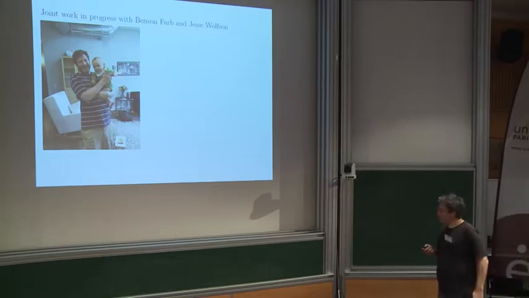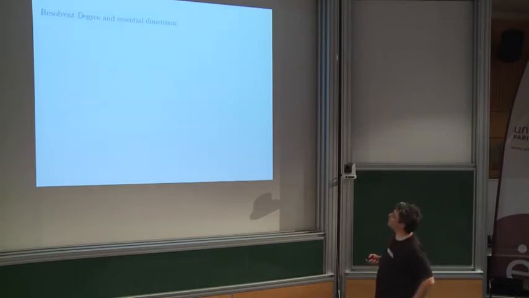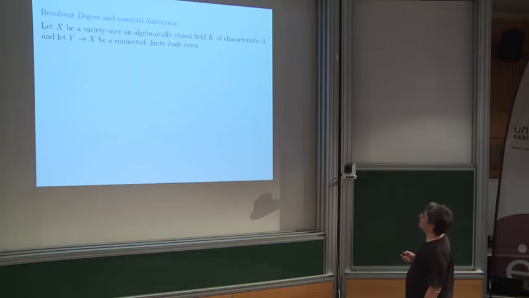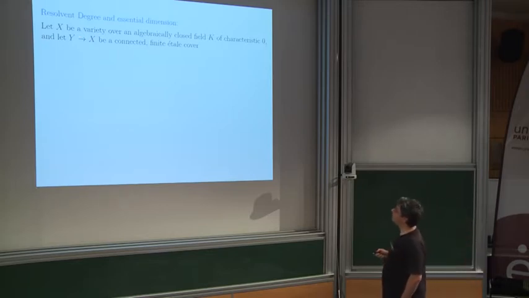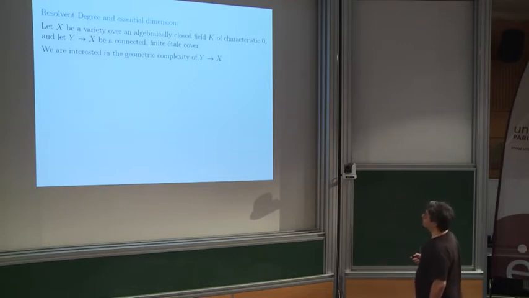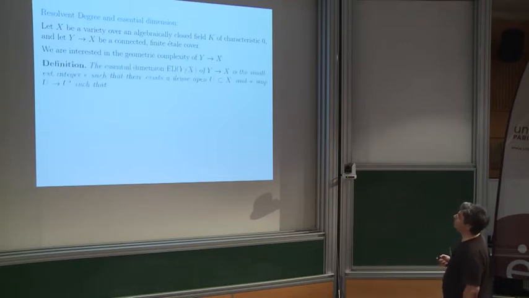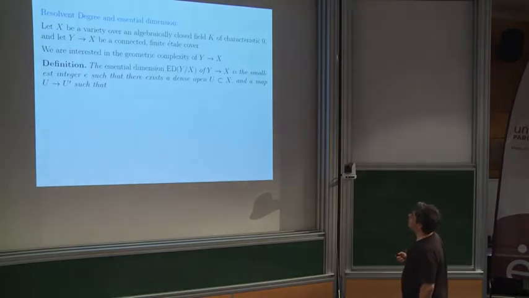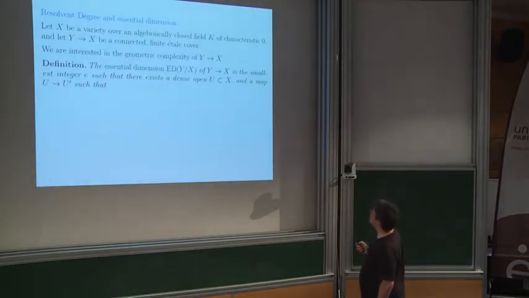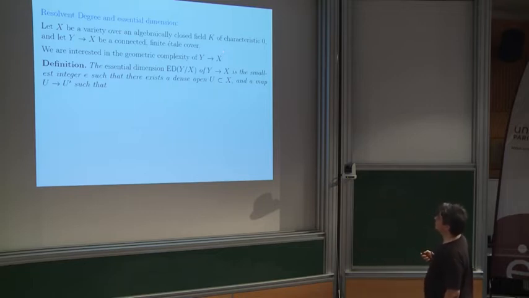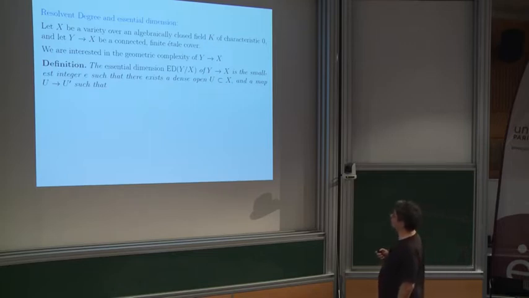Okay. So what kind of question do I want to consider? If you take a variety over an algebraically closed field of characteristic zero, and let's consider a connected finite étale cover of this variety, we're interested in some sense in the geometric complexity of Y over X. I want to ask what is the smallest dimension such that this cover comes from a pullback of something of that small dimension.